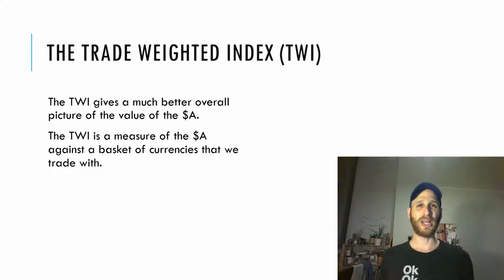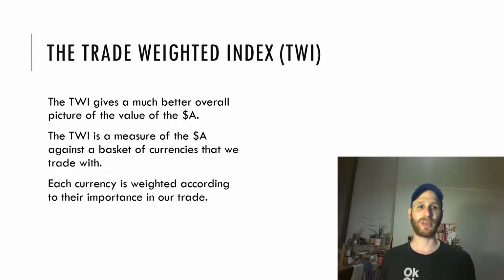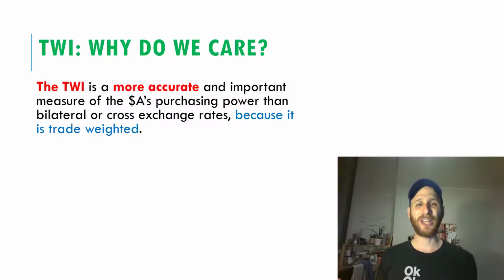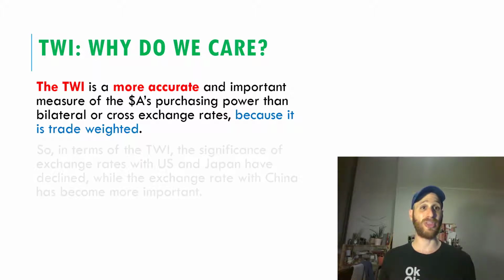So the TWI, in terms of the definition, is a measure of the Australian dollar against a basket of currencies that we trade with. Each currency in the TWI is weighted according to its importance to trade with Australia. So let's think about it. Why do we care about this measure called the TWI? Well, it's more accurate of how strong the Australian dollar is because it takes into account its strength against a bunch of trading partners which are weighted according to how much trade we do with them.